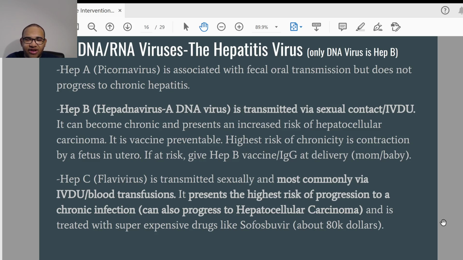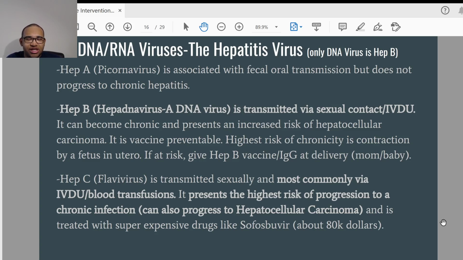And then remember, Hep C is a flavivirus, sexual contact, but for the most part, think of IV drug use, blood transfusions on your test. Highest risk of progression to chronic infection, so it can cause cirrhosis, it can cause HCC. Remember, the HCC tumor marker is AFP, right? Remember, AFP is also the tumor marker for the yolk sac tumor. It's one of those gonadal malignancies. Sometimes you see it referred to as the endodermal sinus tumor.